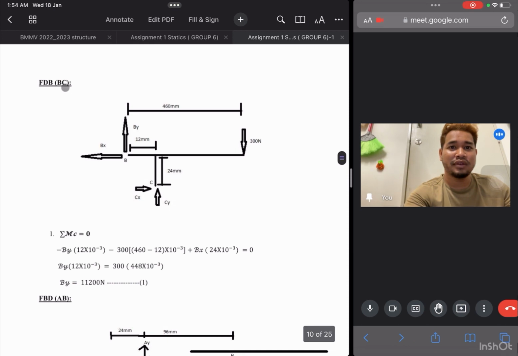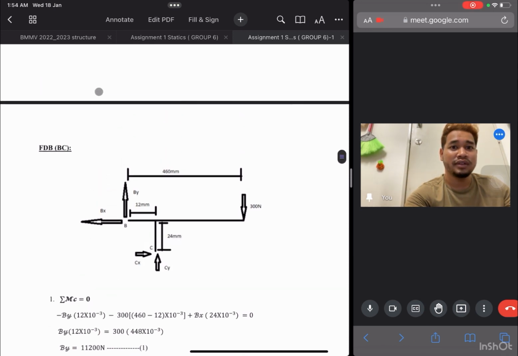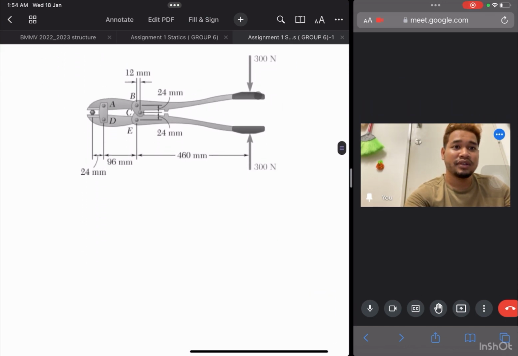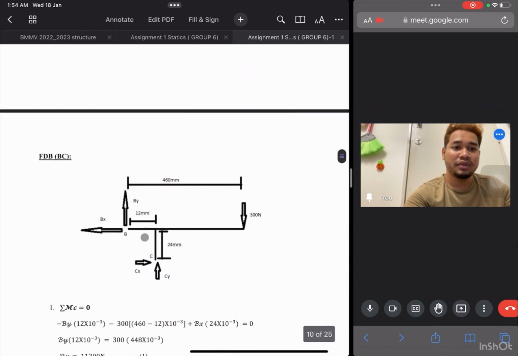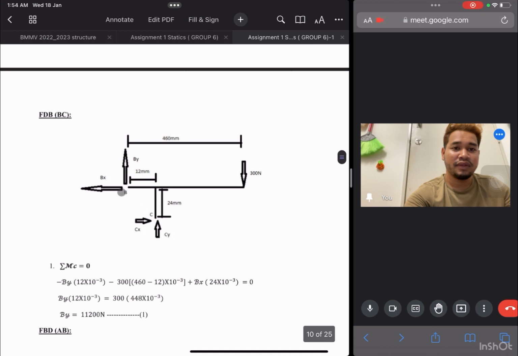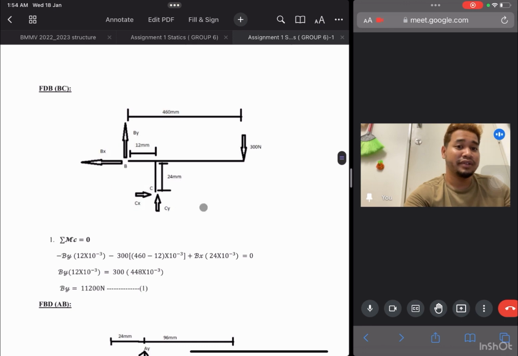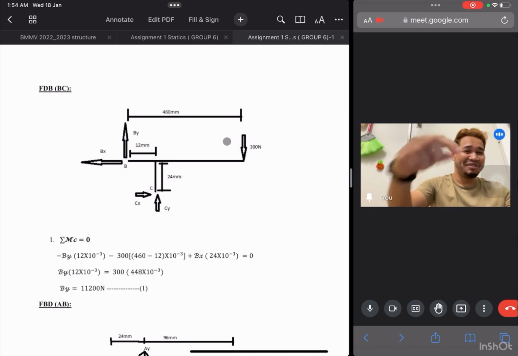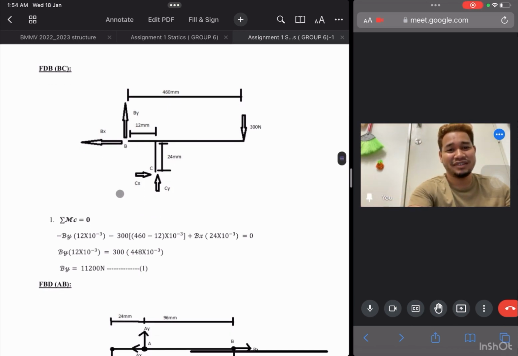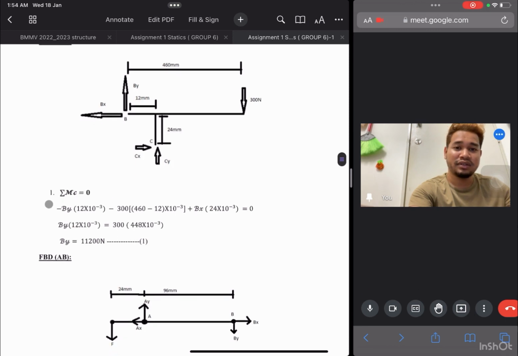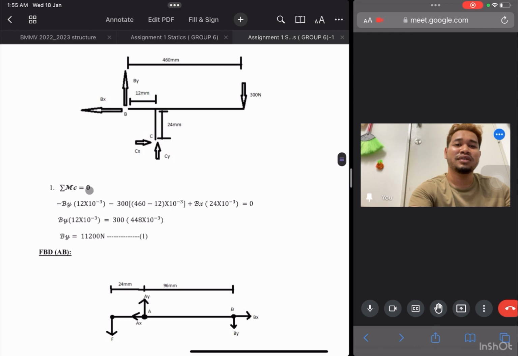Okay, the first one we are going to make an FBD at the points C and B. This member we're going to take. So the FBD will be like this one, for points B and C. After that, we make an equation of equilibrium, taking the moment at the point C. Total moment C equal to 0.